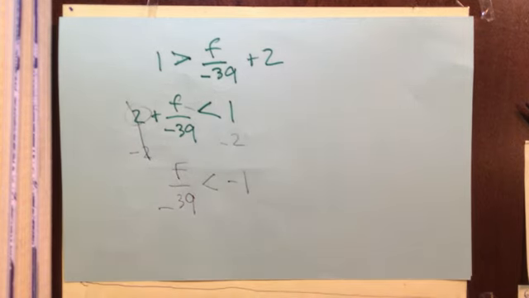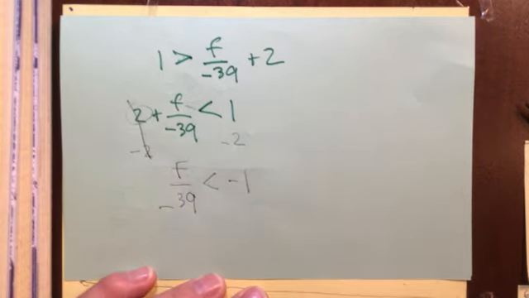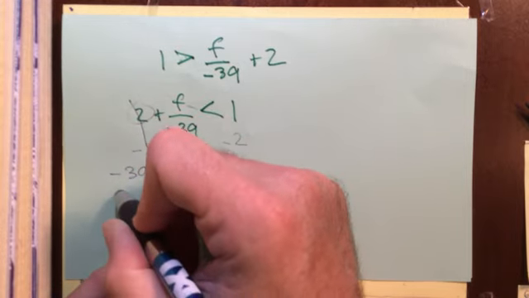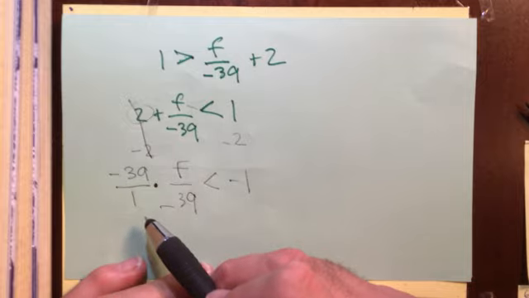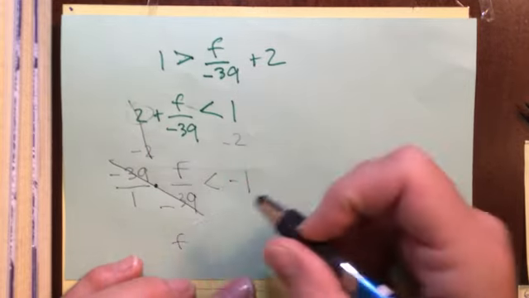Okay. Now, this means f divided by a negative. So I'm just going to do the opposite. I'm going to times, and you have to include the negative because I want to get rid of that. I'm going to multiply it by negative 39 over 1. That way, those cross out, and I'm left with f.